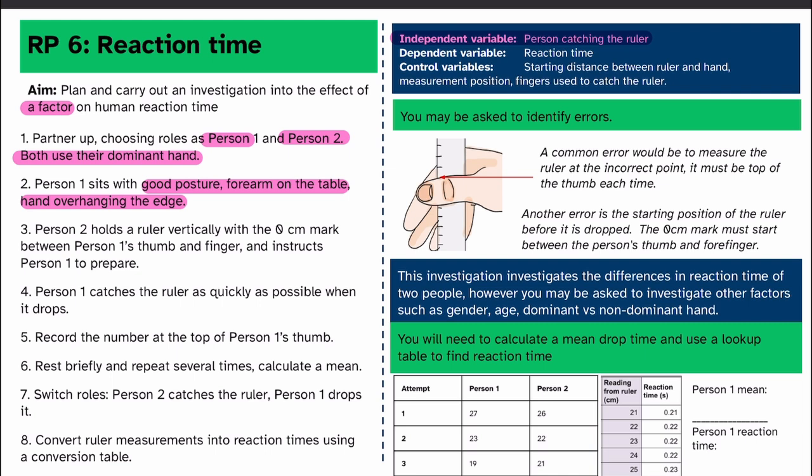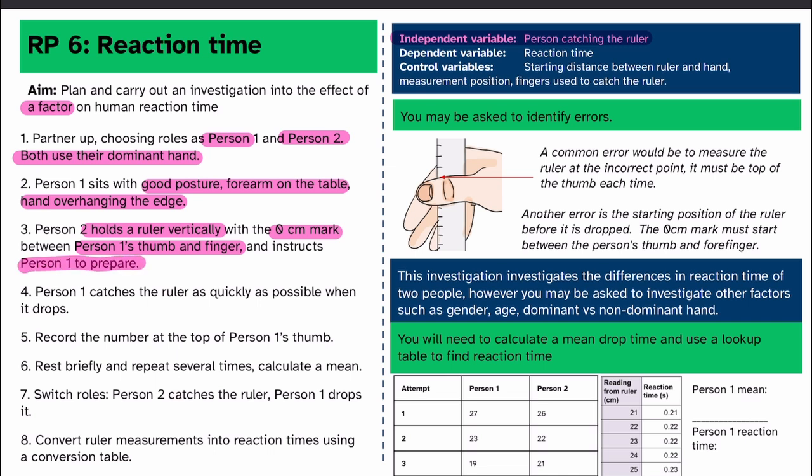Okay, the next thing is that the person holds the ruler vertically. Again, that's a control variable. If you put it at an angle, it's going to affect the results. With the 0 centimeter mark between the person's thumb and forefinger. So as a control variable, you're just having the same starting position for each person. That's the whole point of that.